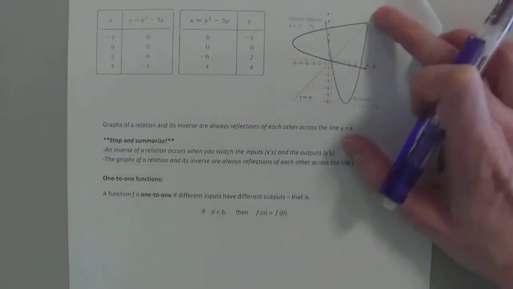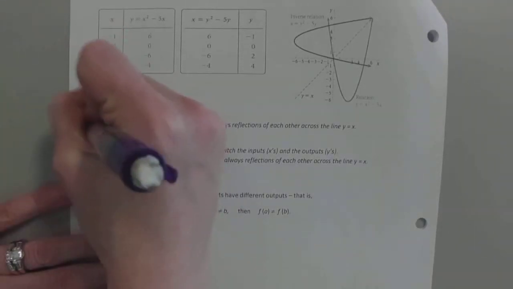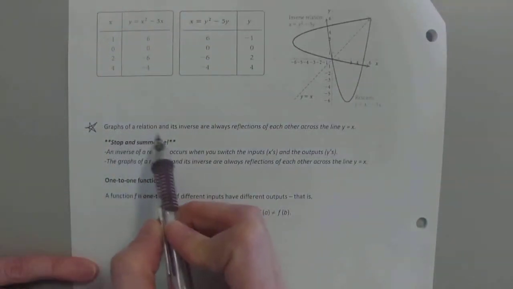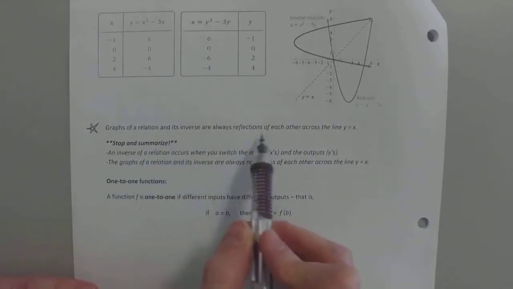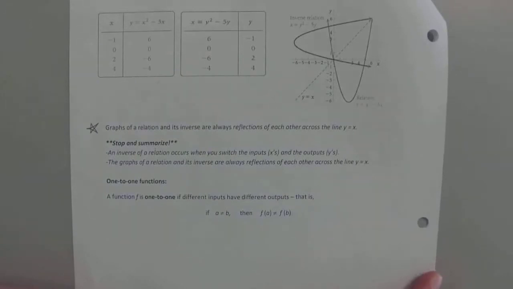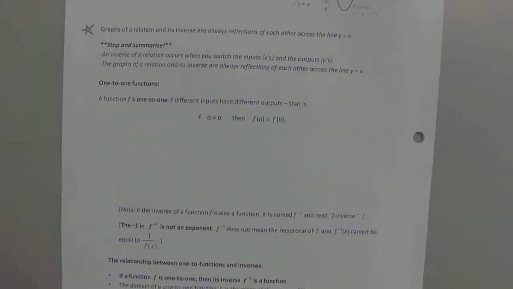But again, notice that that relation and its inverse is symmetric about this line, y equals x. So that's all it's saying right there. So we'll star that because that's important. Graphs of any relation and their inverse are always reflections of each other across the line y equals x.